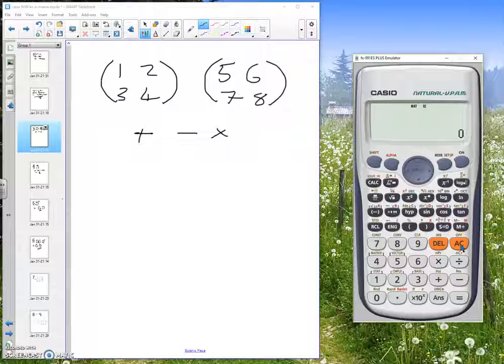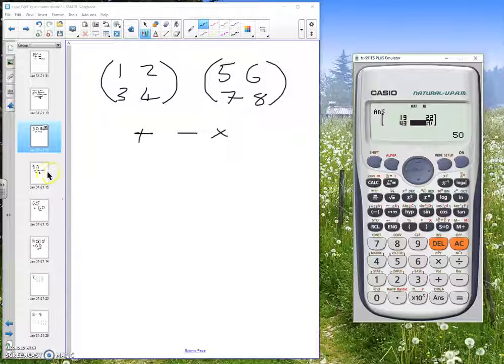Okay, multiplying matrices together then, other than scalar multiplication, shift matrix 3 for matrix A times shift matrix 4 for matrix B gives me 15, 22, 43 and 50. That's the result of multiplying a 2 by 2 and a 2 by 2 matrix. If you attempt to multiply matrices that cannot be multiplied, it will give you an error message.